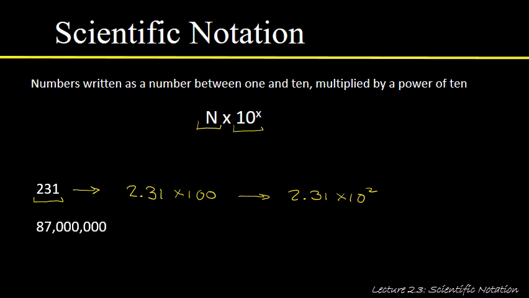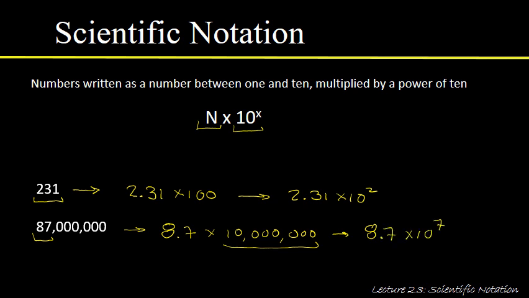Similarly, let's see, 87 million, right? If we want to rewrite this as a number between 1 and 10, this is the number that we're going to work with. So we can write that as 8.7, and 87 million is the same as 8.7 times 10 million, and 10 million is 10 to the 7th, so we can rewrite this as 8.7 times 10 to the 7.